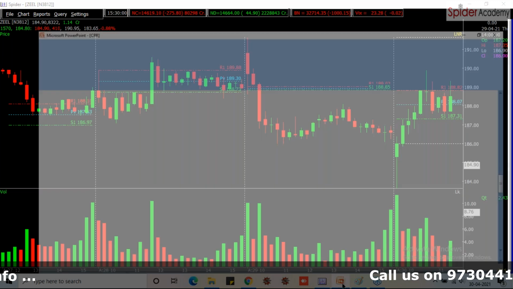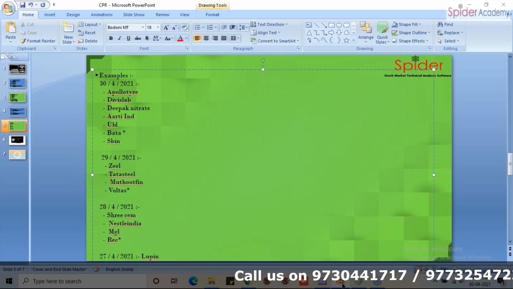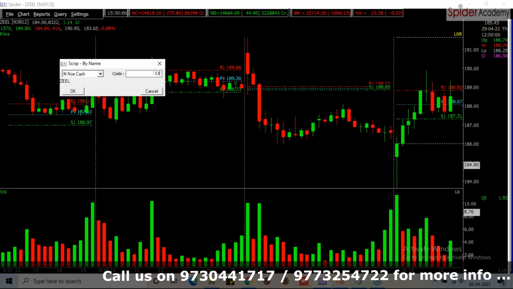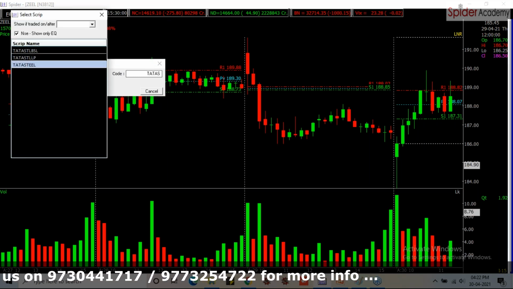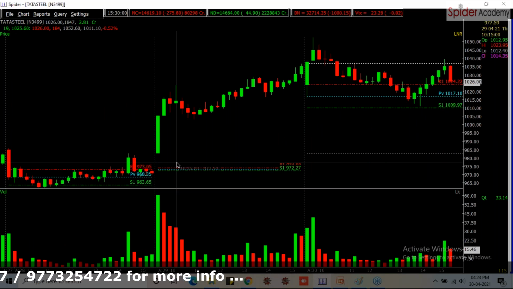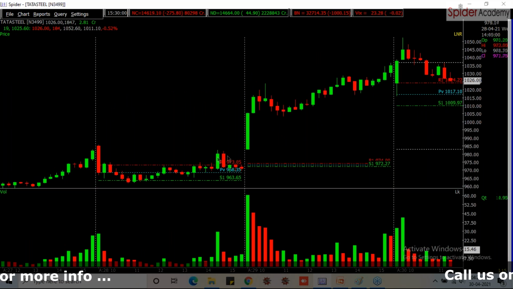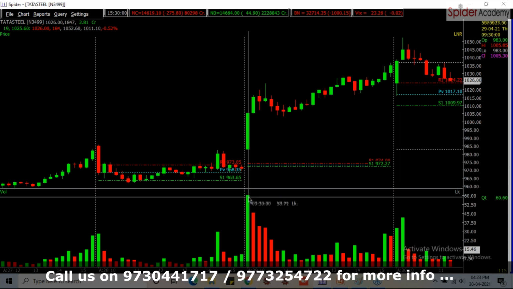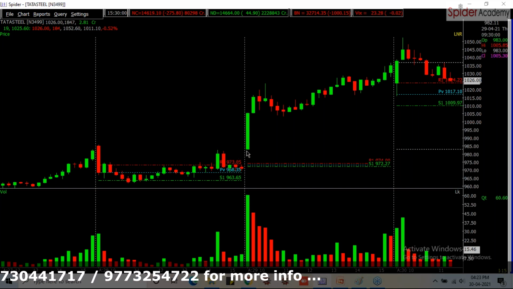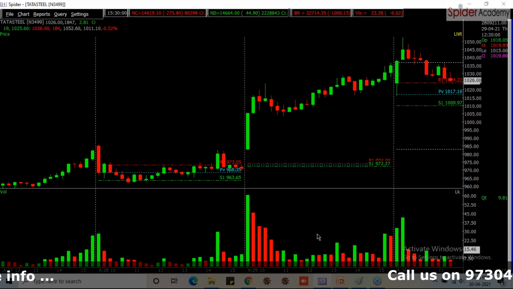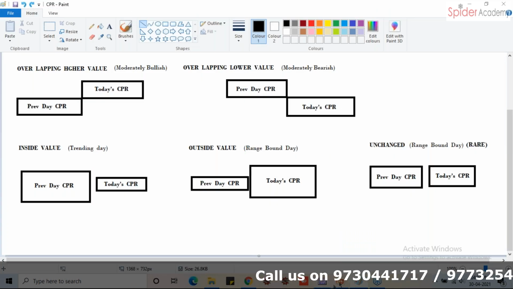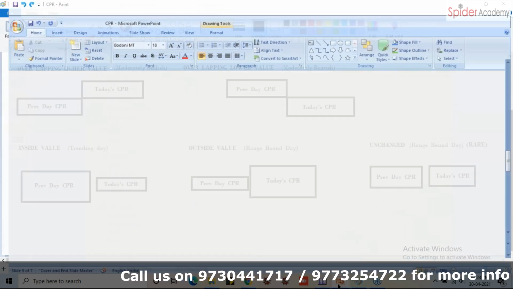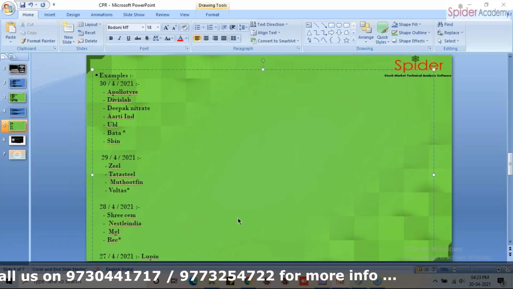After this we come to the next example, that is Tata Steel. Here in Tata Steel we can see yesterday it gapped up, the range was narrow, as I said. The same for today's too. The volume generated was higher than the previous day, gap up, open low, and we can see the momentum coming up. Next example we will check out is Muthoot Finance.